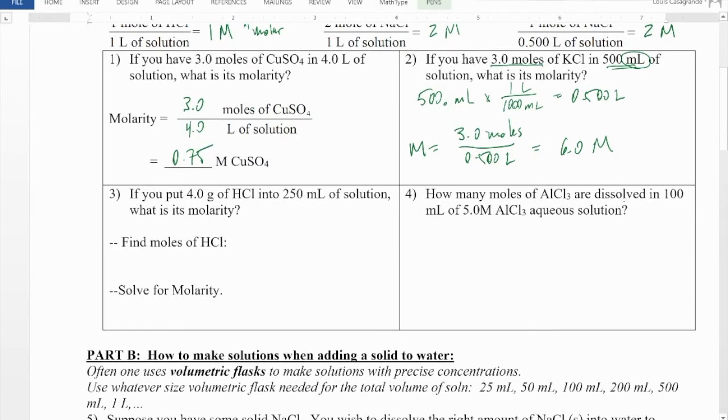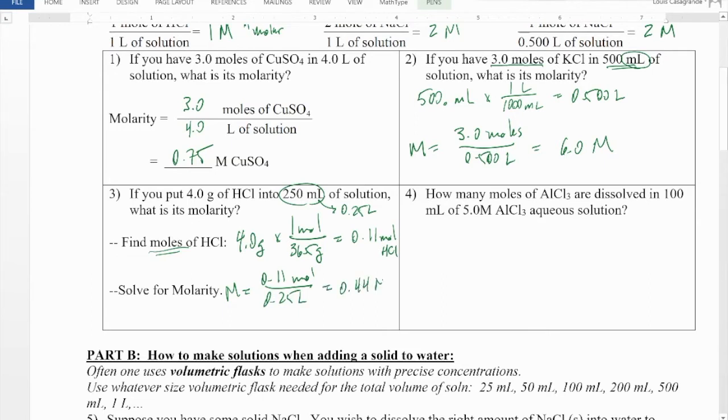Now, suppose we put 4 grams of hydrochloric acid, HCl, into 250 milliliters of solution. What is the molarity? First thing you've got to do is find the moles. Frequently, what people forget to do is to convert from grams to moles. I tell them this is not a grammarity, it's a molarity. So moles of HCl, I'll spot you the molar mass of HCl, 4.0 grams times 1 mole over 36.5 grams. And that gives us 0.11 moles of HCl to 2 sig figs. And then molarity, the concentration, is just equal to 0.11 moles divided by, let's do a quick conversion, 250 milliliters becomes 0.25 liters, so 0.25 liters, and that comes out to be 0.44 molar solution.